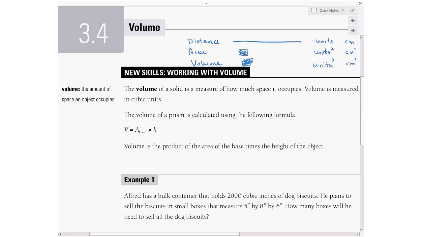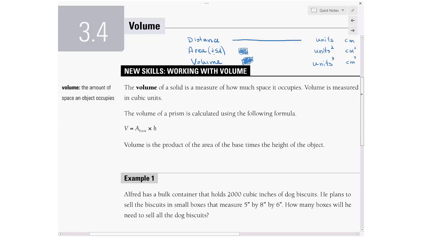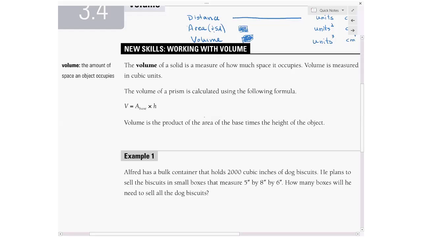So remember distance, just the units, area and surface area. Because surface area, we're still talking about the area that it covers. We're not talking about how much space it takes. It's units squared, and volume, when we're talking about space, now we're talking about cubic units. We have a prism. It's calculated just with this formula, so the area of the base times the height.